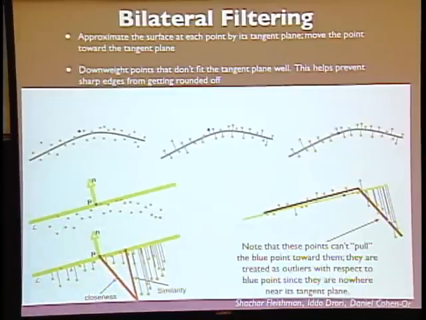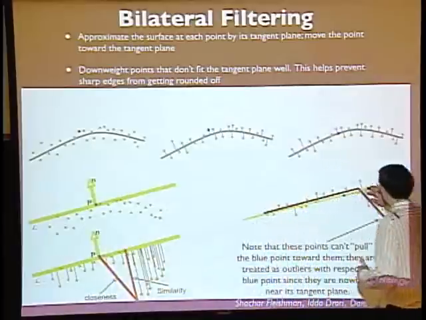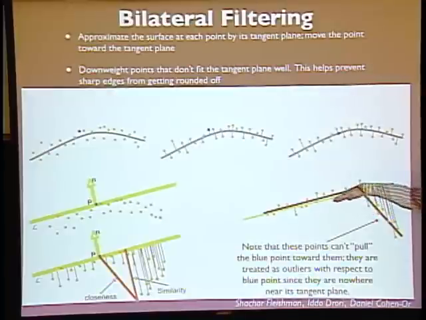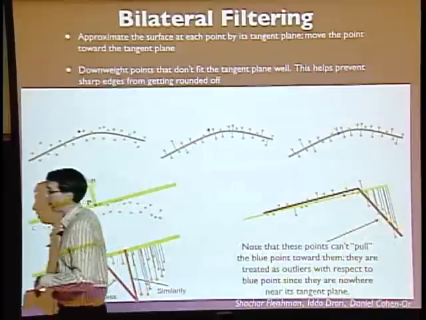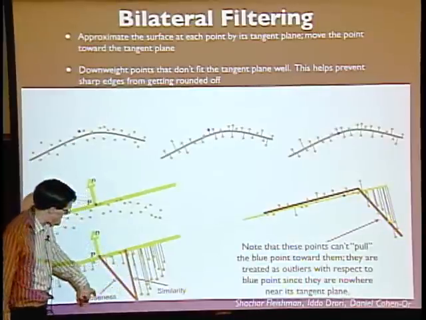contributions. And the good thing about this is that when you get to a corner on your surface, like right here, or right here, these points over here, since they've been downweighted, they can't pull the tangent plane towards this direction, or the locally planar approximation. So it's called bilateral filtering because you're doing these two things to downweight the contributions of other points: the similarity here and closeness.